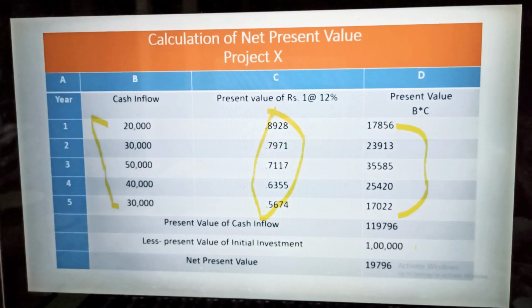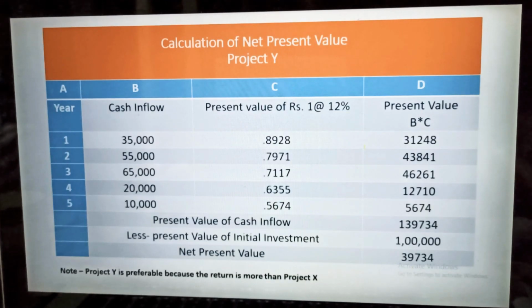So you can see here that 1 lakh is there. Net present value would be, only after subtracting this 1 lakh, 19,796 in case of project X. Let's come to the next project, Y. The same way we will do project Y.